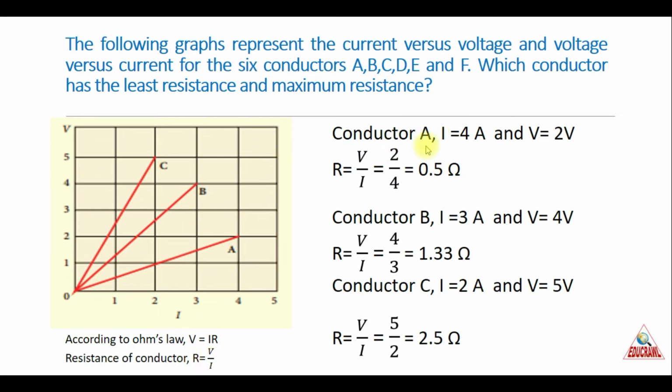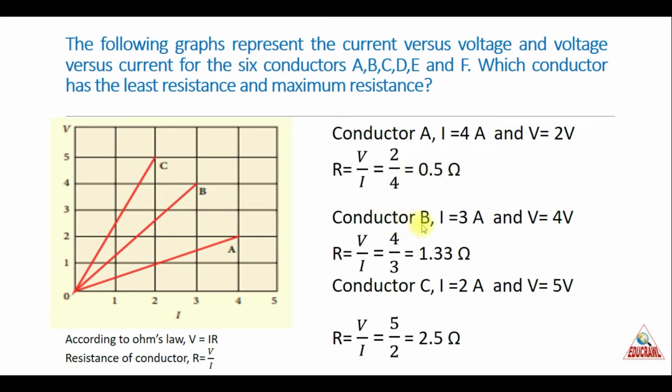So for conductor A, the current value we have taken is 4 ampere, and the corresponding voltage value, see the curve. For the value of I is equal to 4, the corresponding voltage value is 2 volt. So I is equal to 4 ampere and V is equal to 2 volt. R is found using the formula R is equal to V by I. Substituting the V and I values, we get 2 by 4 is equal to 1 by 2, which is equal to 0.5 ohm. So for conductor A, the resistance is 0.5 ohm.